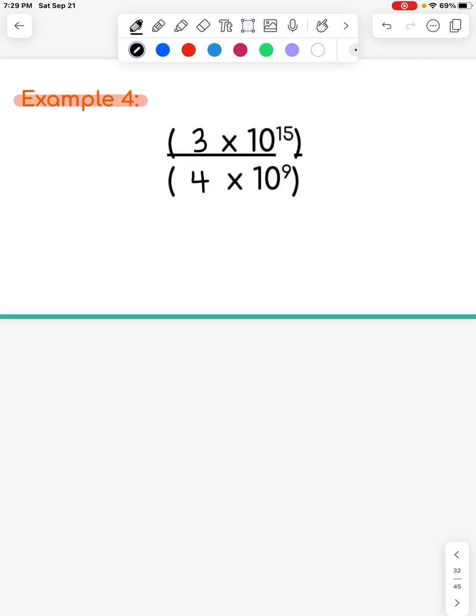Go ahead and try this last one on your own. Come back and check your answer with mine.